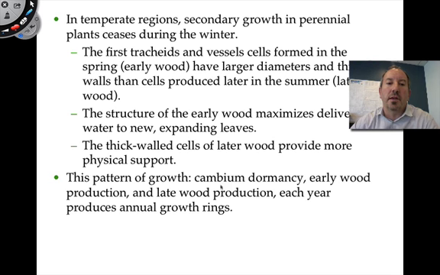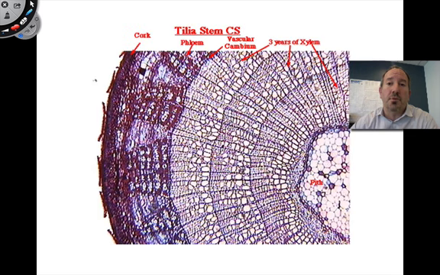That's what I wanted to say. And so you get this sort of dormancy, and then you get early wood production, late wood production, and that's what results in the growth of the annual rings, as you can see here. This is 3 years. So 1, 2, and 3. Here's your vascular cambium. This is all secondary xylem right in here, secondary xylem.